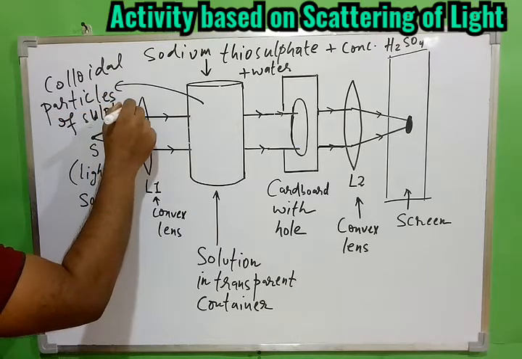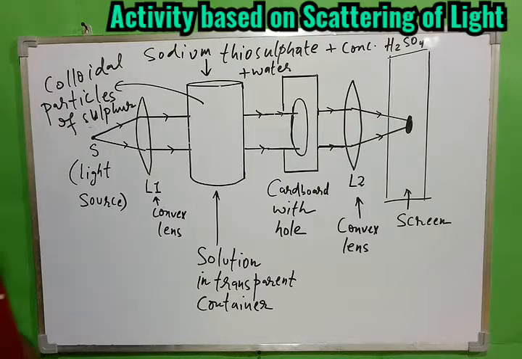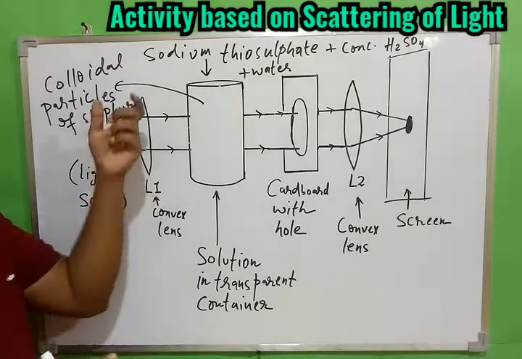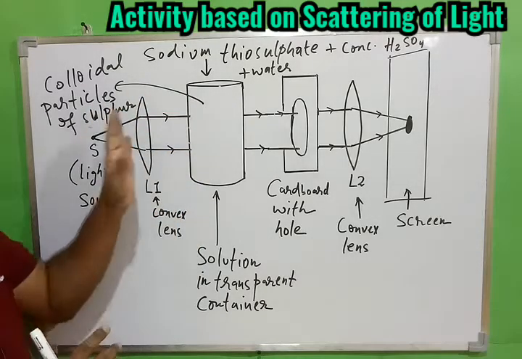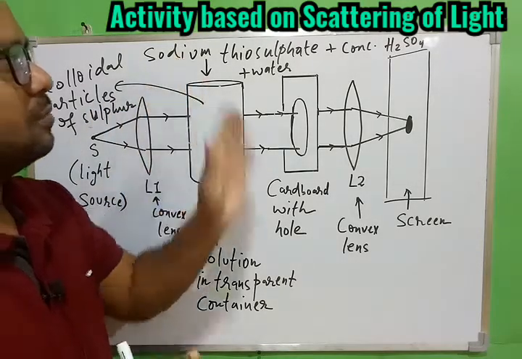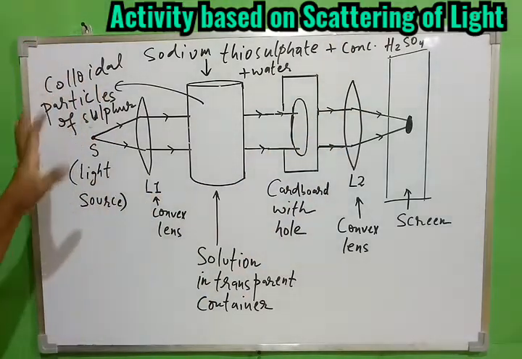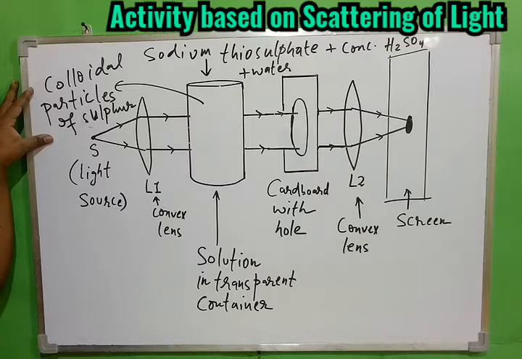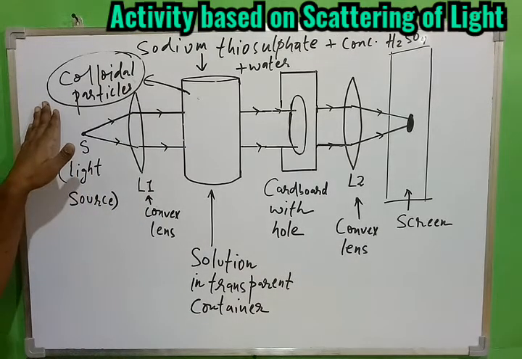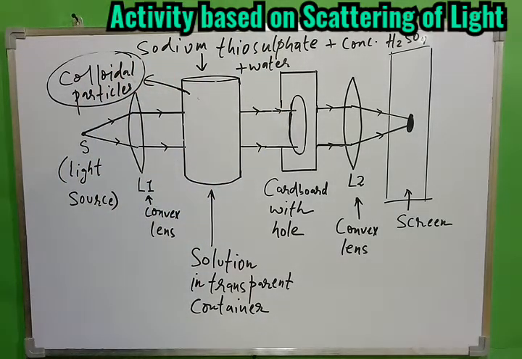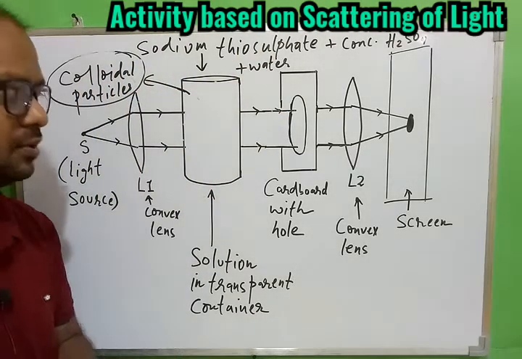I hope you know the meaning of colloidal particles. You understood in class 9th also. Colloidal solution you have understood. So overall, the only chemistry part we have to remember is we are making a colloidal solution. For that we are using components like sodium thiosulfate plus concentrated H2SO4 in the water. And finally, what will happen? We are able to get the colloidal particles of sulfur. So finally we got the colloidal particles within this container with the help of this solution, that is the mixture of sodium thiosulfate, concentrated H2SO4 in water.